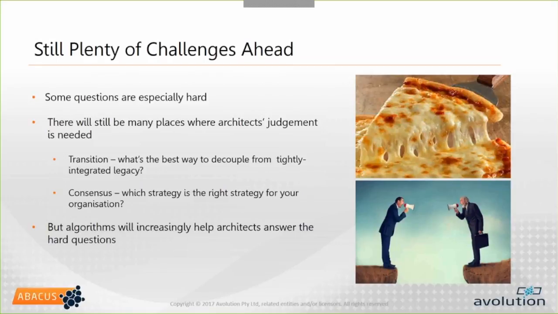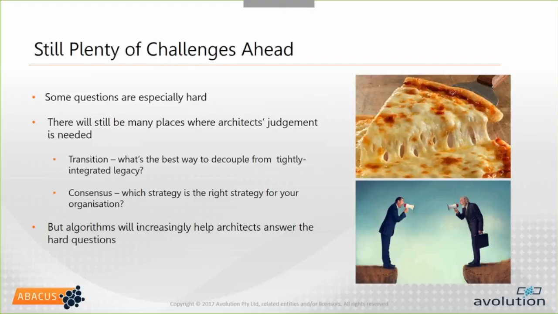But what we do believe is that these algorithms are increasingly going to help architects, and they're going to help them answer those hard questions. So there's no certainties. We can't give absolute definite assurances that the architecture is the right architecture, but we can use analysis to give the best possible answer, given the understanding of the enterprise we have at any point in time.